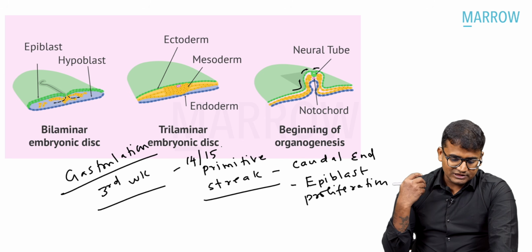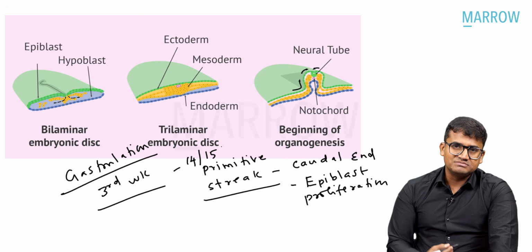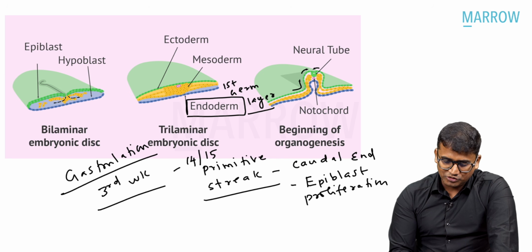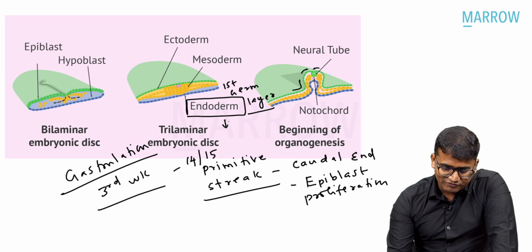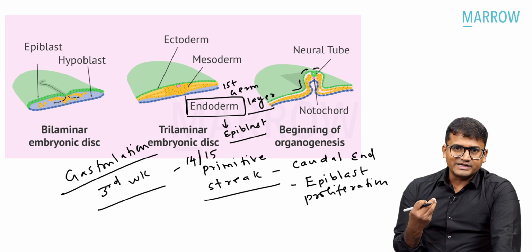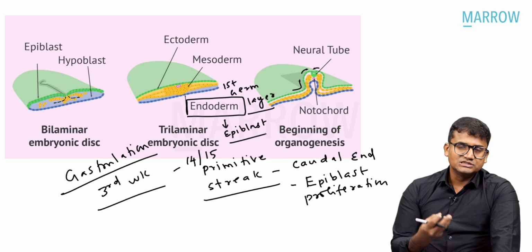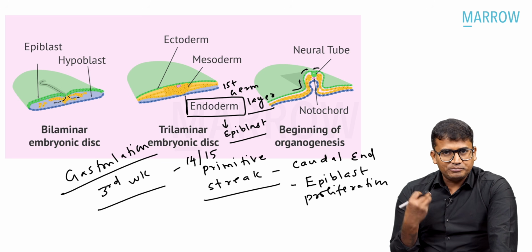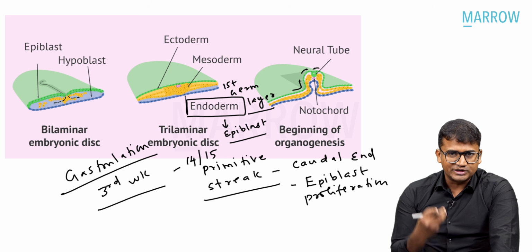So, in gastrulation, what is the first germ layer to develop? The first germ layer to develop is the endoderm. Endoderm comes from epiblast, and the endoderm replaces all the hypoblast. So from the 3rd week onwards, we do not have any hypoblast. All the hypoblast cells are replaced by endoderm.